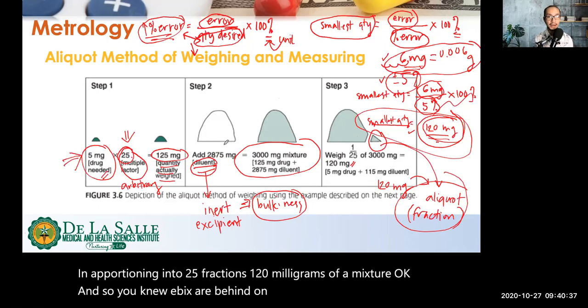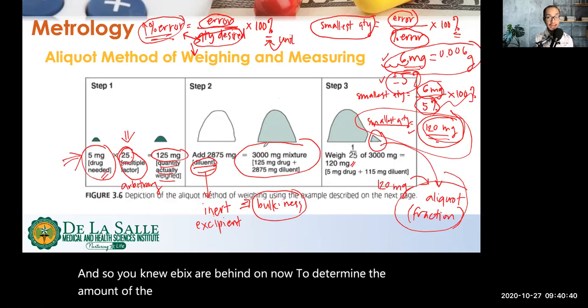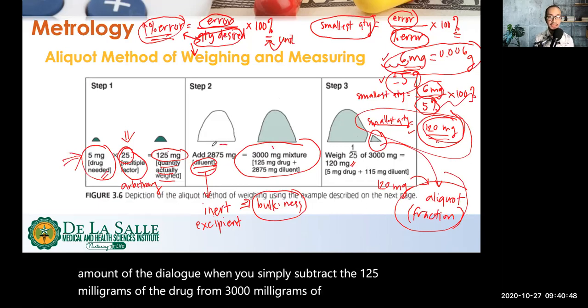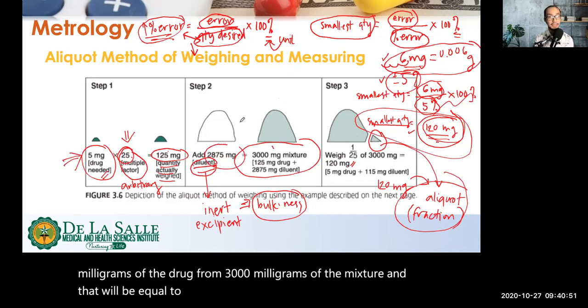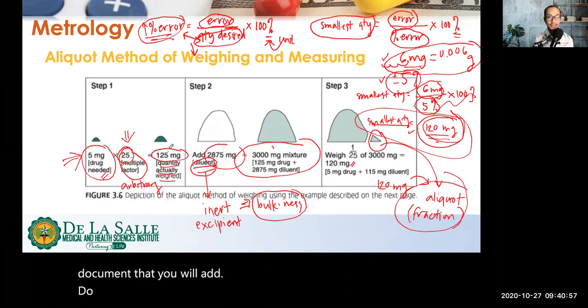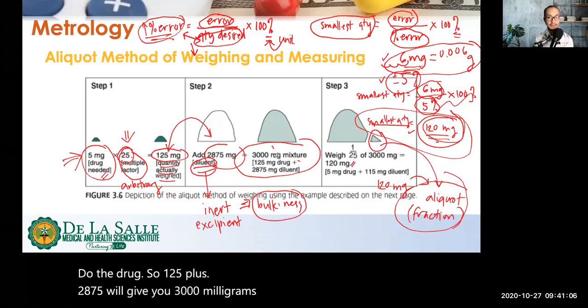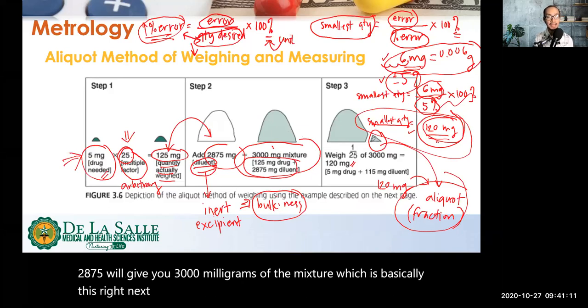Now, to determine the amount of the diluent, you simply subtract the 125 milligrams of the drug from 3,000 milligrams of the mixture. And that will be equal to 2,875 milligrams. So that is the weight of the diluent that you will add to the drug. So 125 plus 2,875 will give you 3,000 milligrams of the mixture, which is basically this. Okay? Next is we will only take a portion of the mixture which will contain 5 milligrams of the drug.